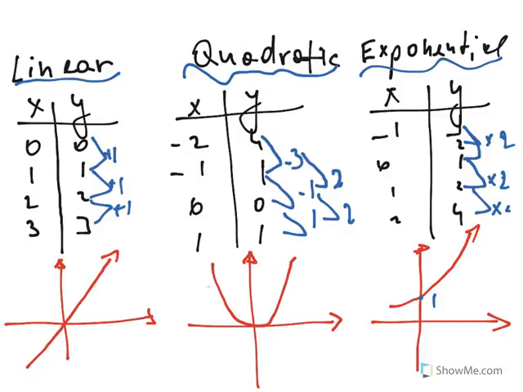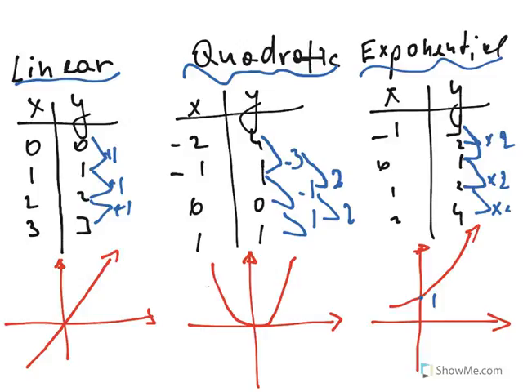So I am reviewing one more time. Based on each table, we can identify what kind of function it is. If the difference in the y values is a constant, we are dealing with a linear function. If the second difference in the graph is a constant, we are dealing with a quadratic function, and these are always common differences.